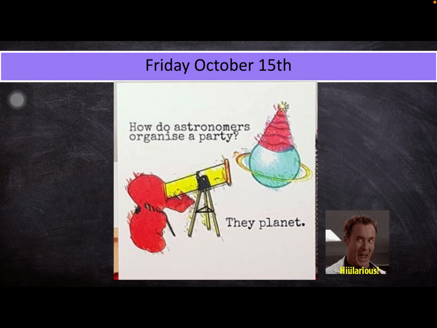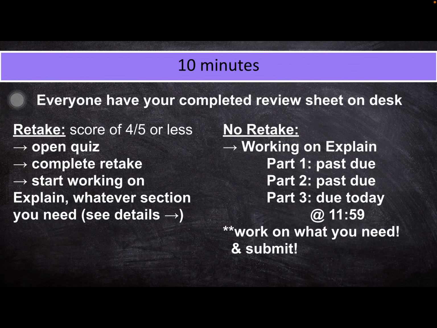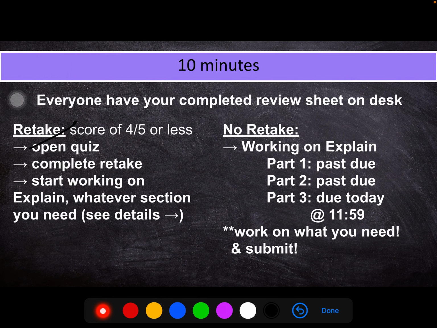So here we are pulling things together from Explain Part 2 today. Asked you to have that ready to go. We did start the period with retake options for quiz number 2.